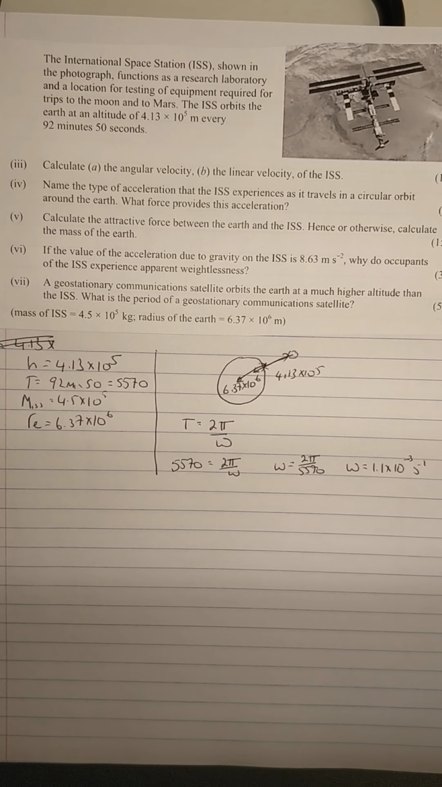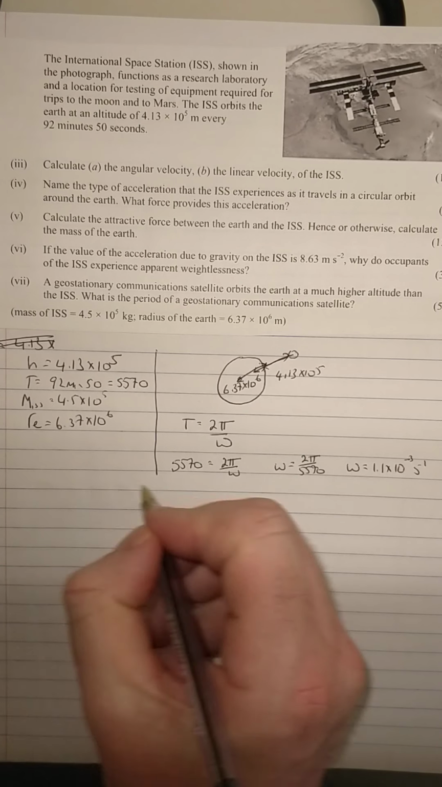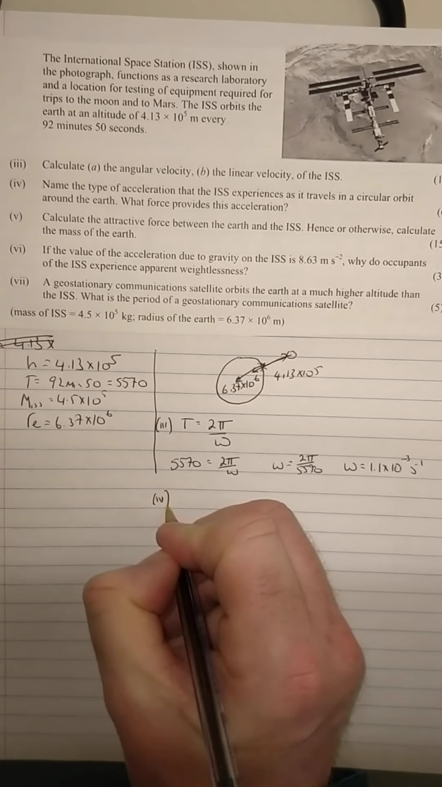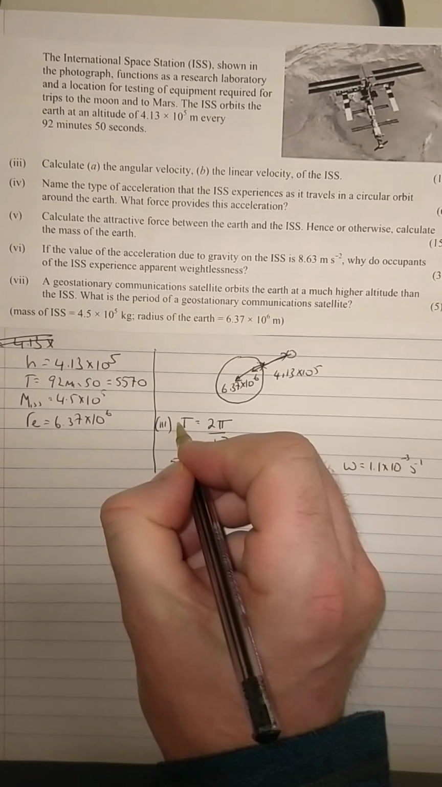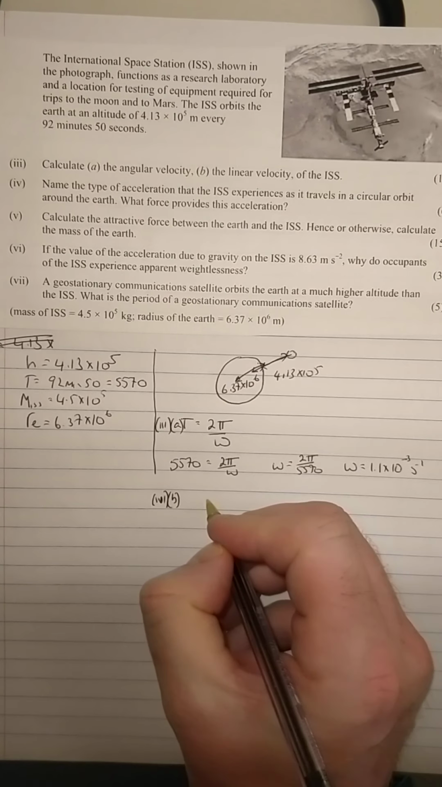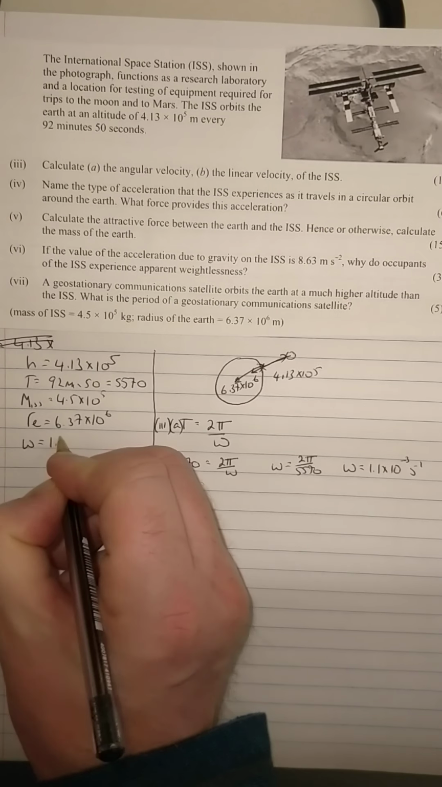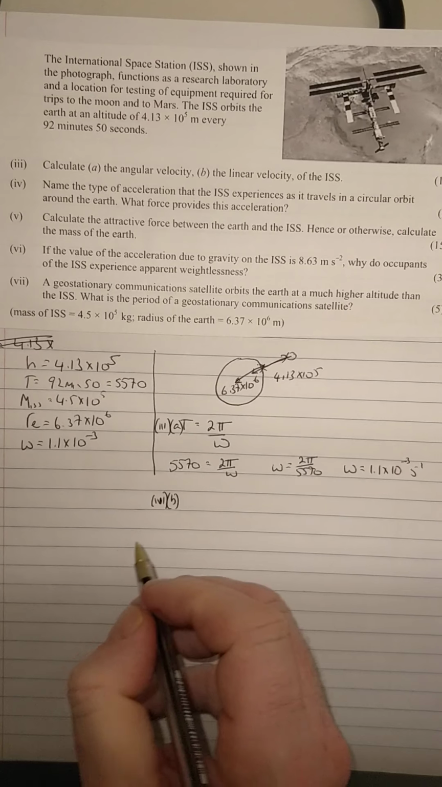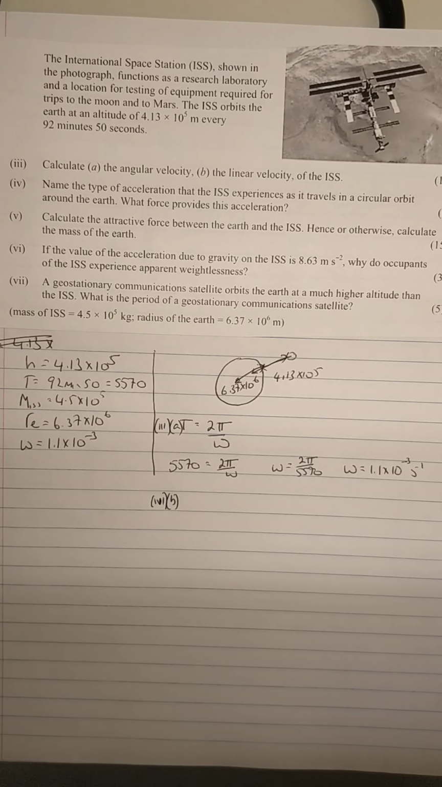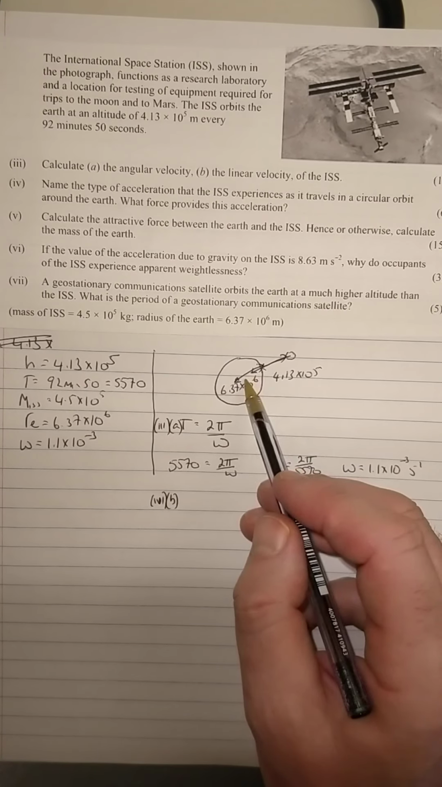Second part, it says the linear velocity. So to get the linear velocity, that's part 3. Parts 1 and 2 were just straight off notes. That's 3a, this is 3b. You're asked for the linear velocity. We now have the angular velocity, so we're going to write this into our list. To get the linear velocity, we have the angular velocity, and we have the total radius, which is adding the two of these together.